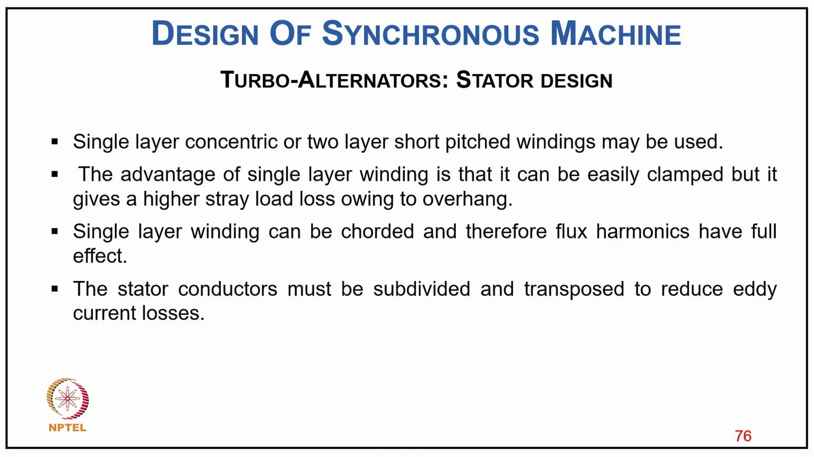Now coming to the stator design of the turbo generator, single layer concentric or 2 layer short pitch windings may be used. The advantage of single layer winding is that it can be easily clamped, but it gives a higher stray load loss owing to overhang. A single layer winding cannot be short pitched, and therefore flux harmonics have full effect, and the stator conductor must be subdivided and transposed to reduce eddy current losses.